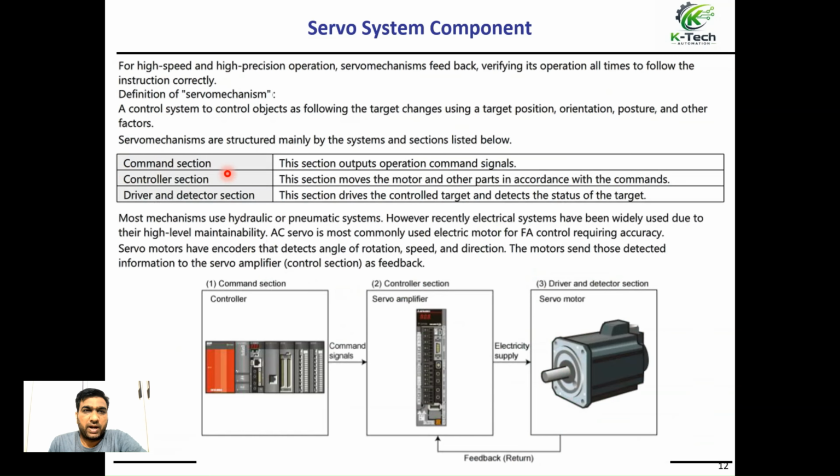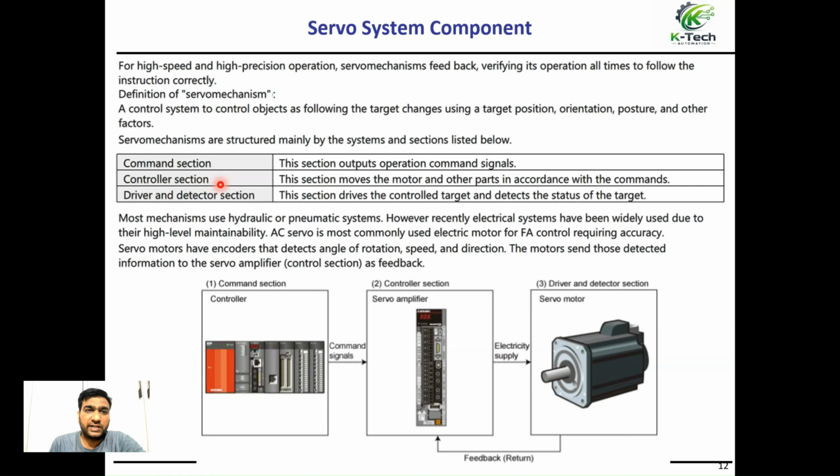So first is the command section. The command section outputs the operation command signal. Our command section is a controller, meaning our PLC. The command defines how much speed you want to run the servo motors, the position, and the torque. So everything we need to define in the controller, meaning in the PLC. Okay, so this is the command section.